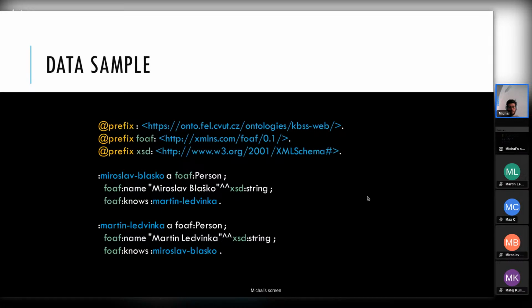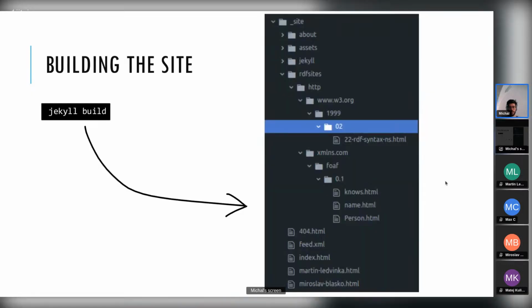And here is the data sample which I was using. So I created two resources, Miroslav Blaško and Martin Medvinka. Both are FOAF persons, and they have FOAF name, which is string, and they know each other. That's it. This is a really easy data sample, but it works.